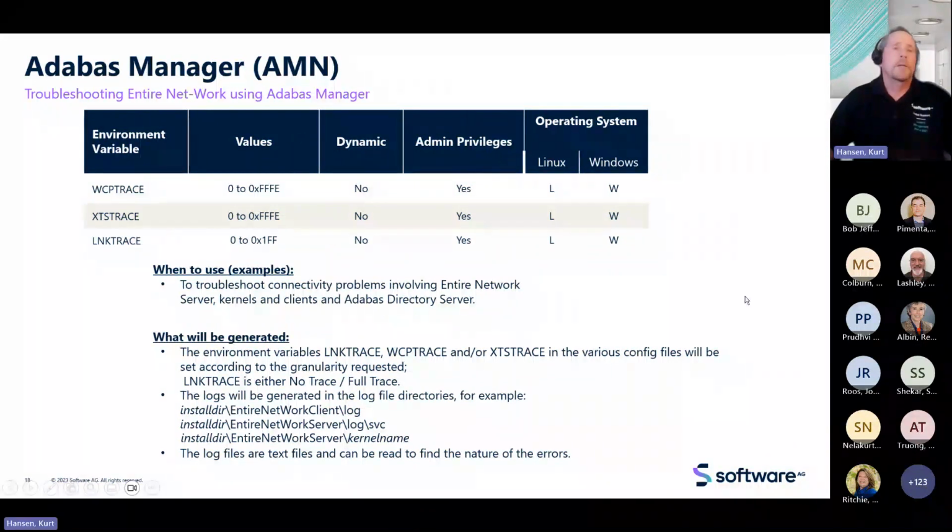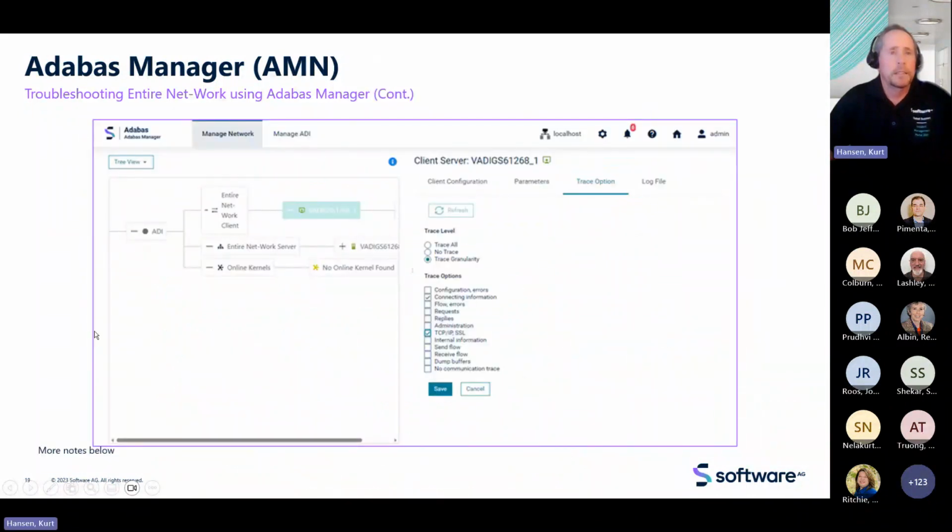So, troubleshooting Entire Network usage with Adabas Manager. As mentioned before, I think in one of the other presentations, with Adabas Manager via Entire Network, you then handshake with the mainframe. If you're having connectivity issues involving that, whether it's the Entire Network server, the kernels, clients, the Adabas directory server, there are a lot of moving parts in the area of Adabas Manager. And what's nice in Adabas Manager is in the menu screens, you can go to Manage Network, go to Trace Options, and you can easily set them.